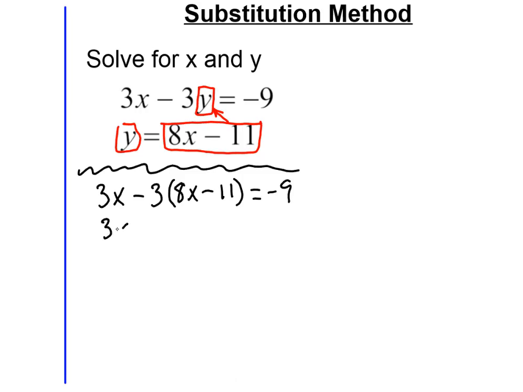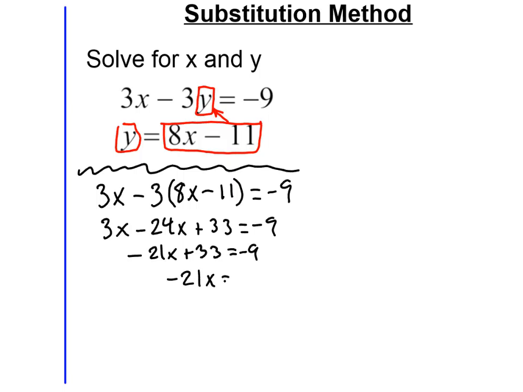Let's start to solve this. Distribute the 3, and I get 24x plus 33 equals negative 9. Negative 21x by combining like terms, minus 33 on both sides, which is negative 42, and divide by negative 21, and I end up with an x of 2. This is the first half of my solution.